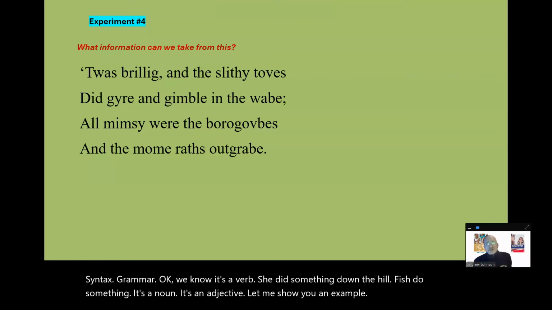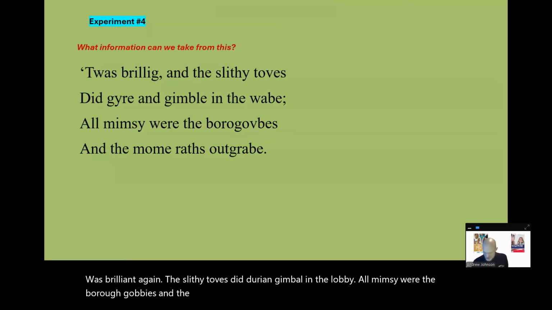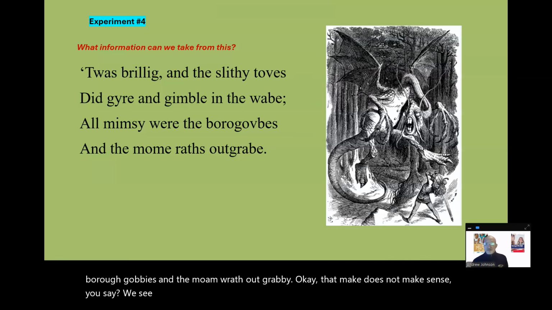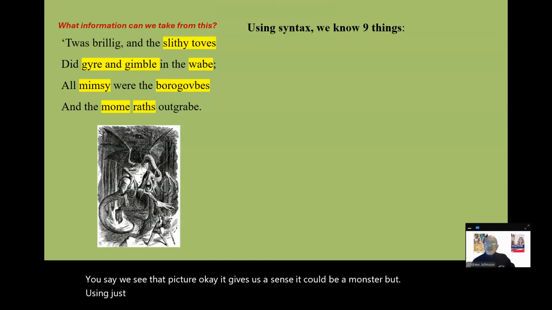'Twas brillig and the slithy toves did geary and gimble in the wabbie. All mimsy were the burrow gobies, and the mome wrath out grabby. Okay, that does not make sense, you say? We see that picture, okay. It gives us a sense it could be a monster, but using just syntax, we know 9 things here.